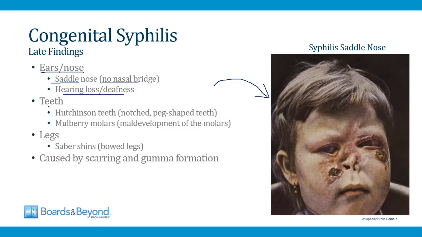Children with congenital syphilis had a number of abnormalities of the teeth. Hutchinson teeth were notched, peg-shaped teeth, and Mulberry molars were molars that did not develop normally. And then in the legs, many children with congenital syphilis had bowed legs. These were called saber shins. And all of these findings were related to scarring and gumma formation.